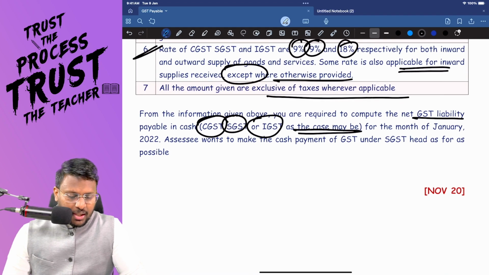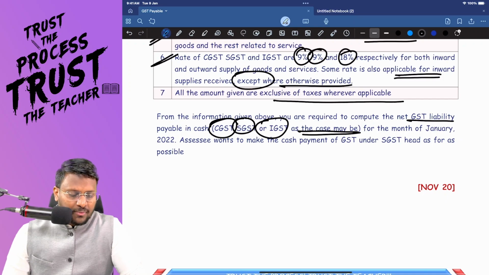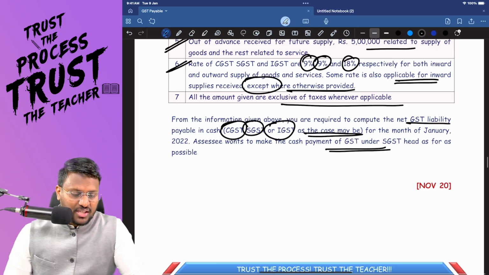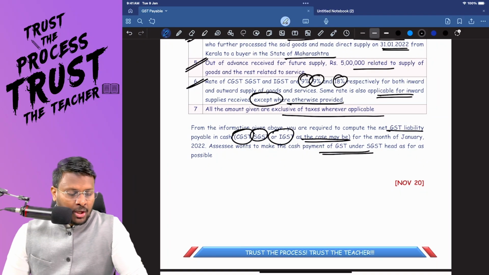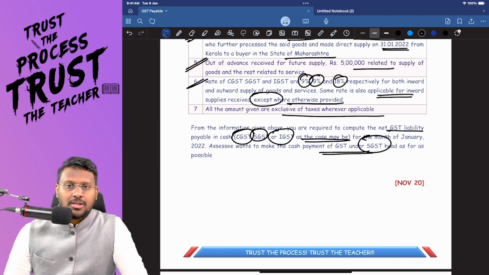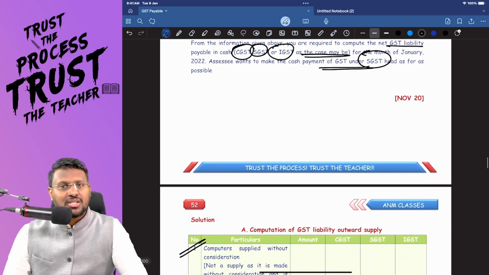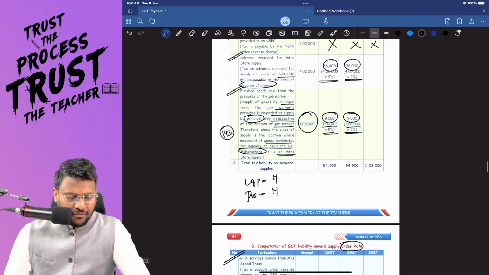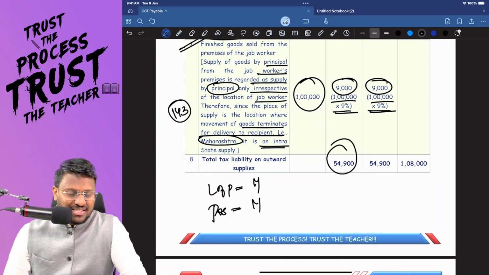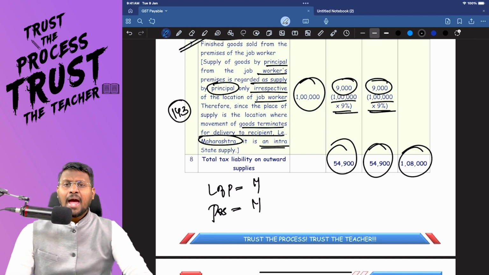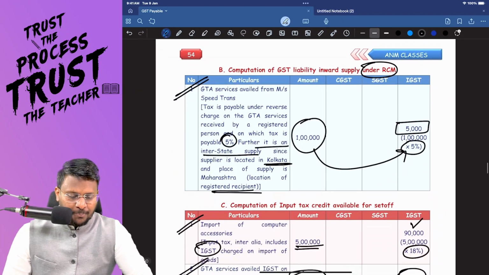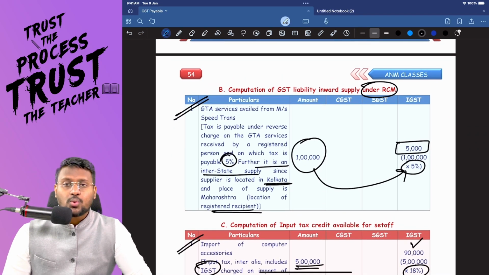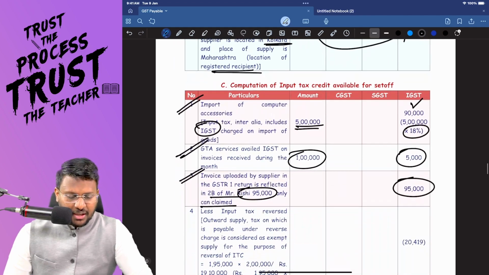For the month of January, the assessee wants to make the cash payment of GST under SGST as far as possible. So they want to make the payment under SGST, meaning try to knock off the credit against the CGST and IGST. We have already found the computation of GST payable. Total CGST collected is 54,900, SGST collected 54,900 and IGST is 1,08,000. There is one RCM, 5,000 rupees has to be paid as RCM. That can be taken as what?